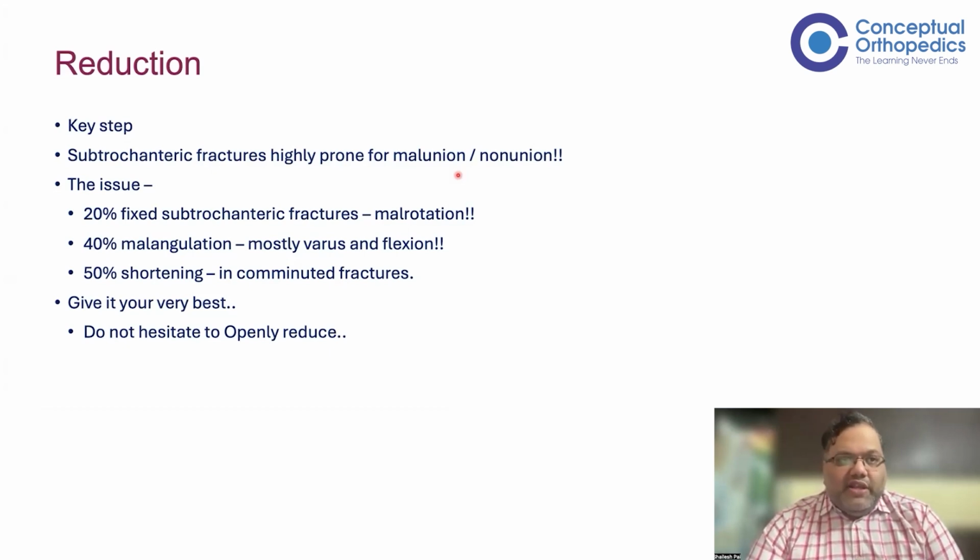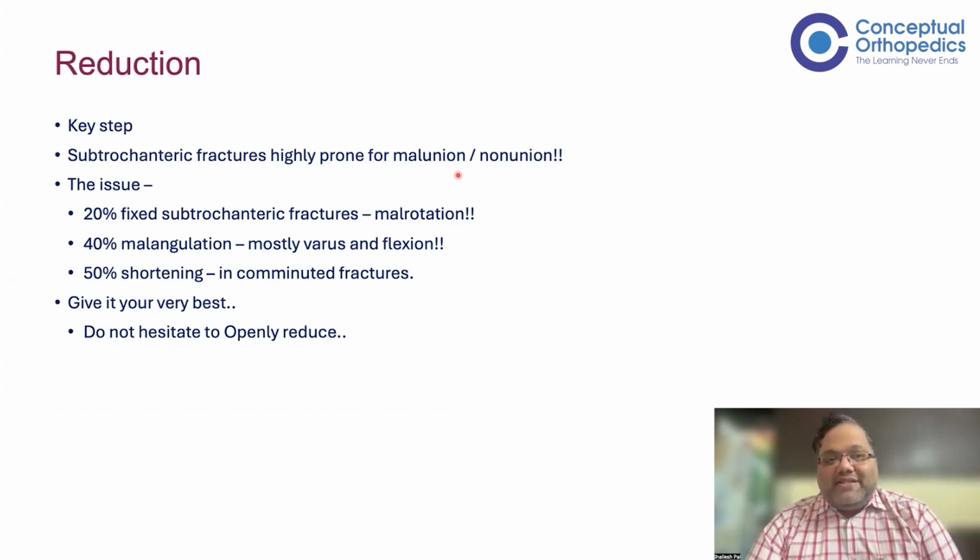I'm not telling that we need an anatomical reduction for a subtrochanteric fracture, because principle-wise, we all know a subtrochanteric fracture is a part of a diaphyseal fracture. In a diaphyseal fracture, a functional reduction is going to be good enough. That is getting the length, axis, rotation good. But having said that, subtrochanteric is one area where you want it to be as anatomical as possible.